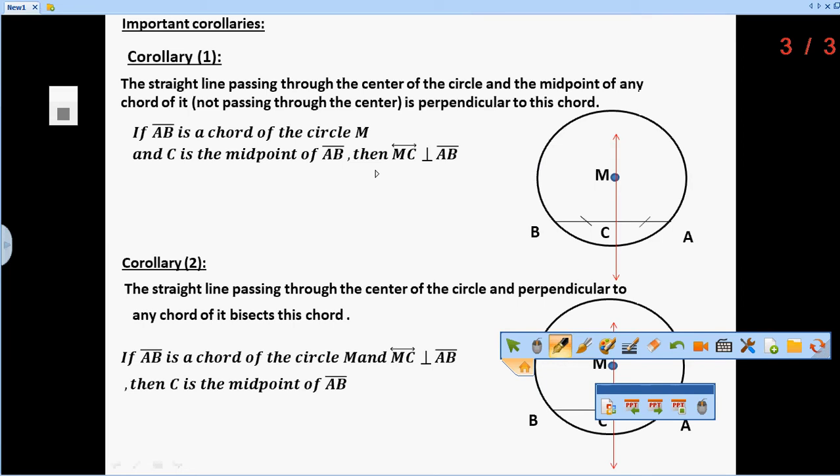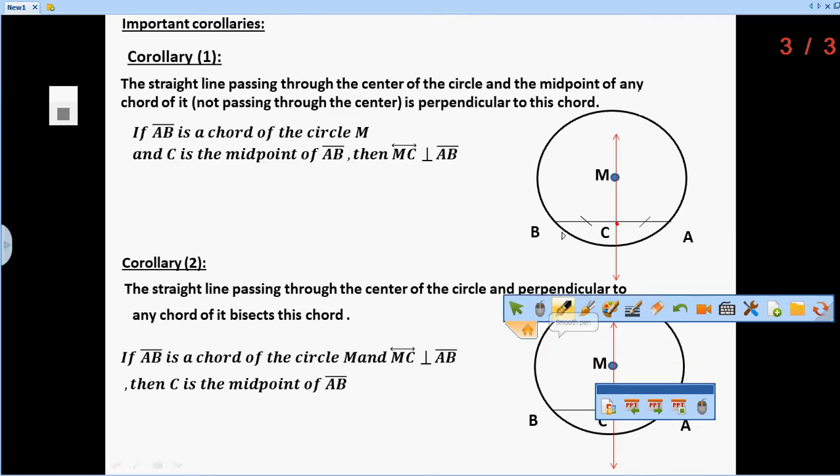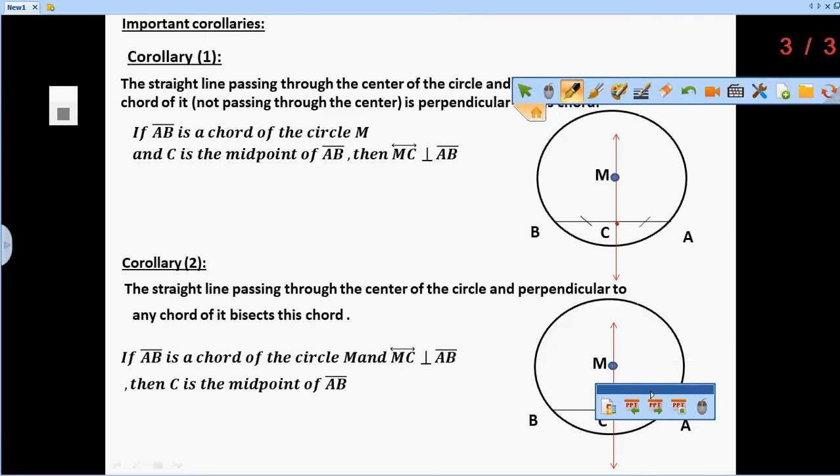We have here important corollaries. If we have a straight line passing through the center of the circle M and the midpoint of a chord inside the circle, then this straight line must be perpendicular to this chord. The second corollary: if we have a straight line passing through the center of the circle and perpendicular to the chord, then it bisects the chord. It means C is the midpoint of AB.